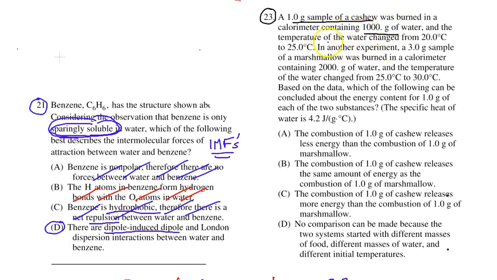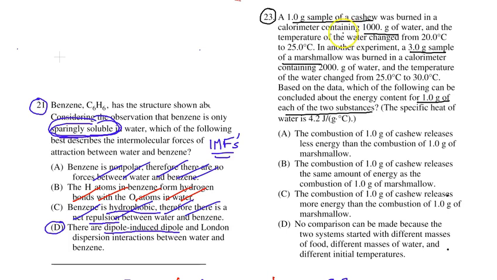Number 23: a 1 gram sample of a cashew was burned in a calorimeter containing 1,000 grams of water, and the temperature of the water changed. It went up, so heat was released. In another experiment, a 3 gram sample of a marshmallow was burned in a calorimeter with more water, and a temperature increase that was similar. Based on the data, which of the following can be concluded about the energy content for 1 gram, it's important, of each of the two substances?